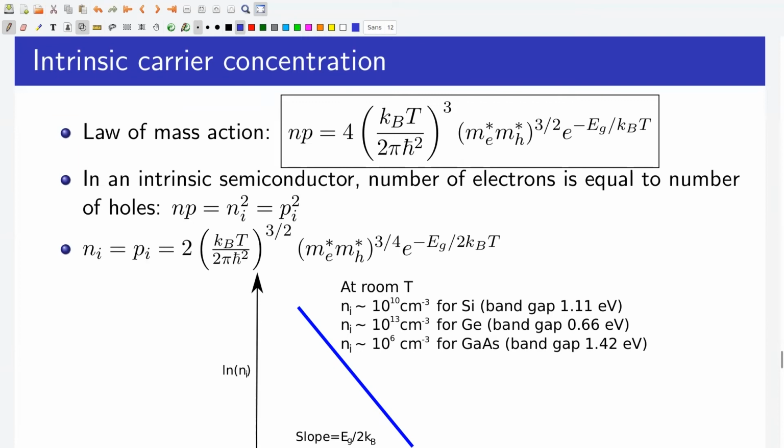In an intrinsic semiconductor, the number of electrons is exactly equal to the number of holes, because thermal excitation of an electron leaves behind a hole in the valence band. We can write np = ni^2 = pi^2, where the subscript i stands for intrinsic. From the law of mass action, the intrinsic carrier concentration is given by this expression.